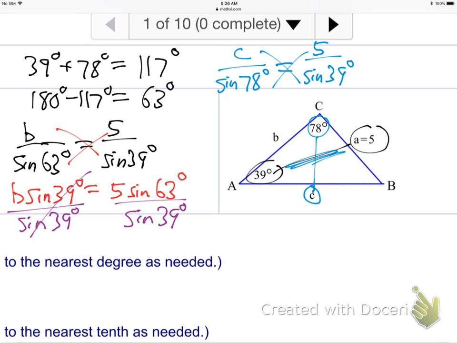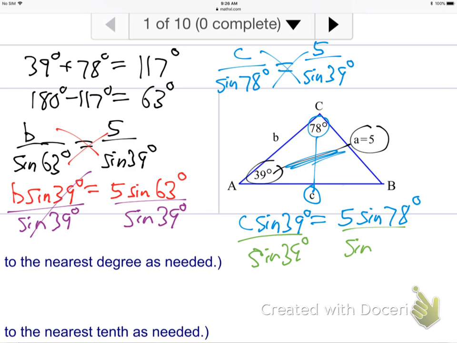Cross multiply, diagonal, diagonal. C sine 39 is 5 sine 78. Last step to get C alone: divide by the sine of 39. Boom, there it is. Hit the buttons on your calculator. We got C. We're done with the problem. Is that making sense? How to find B and C on those? Is that good? Law of sines. All right, I think I'm going to stop there with just one problem.